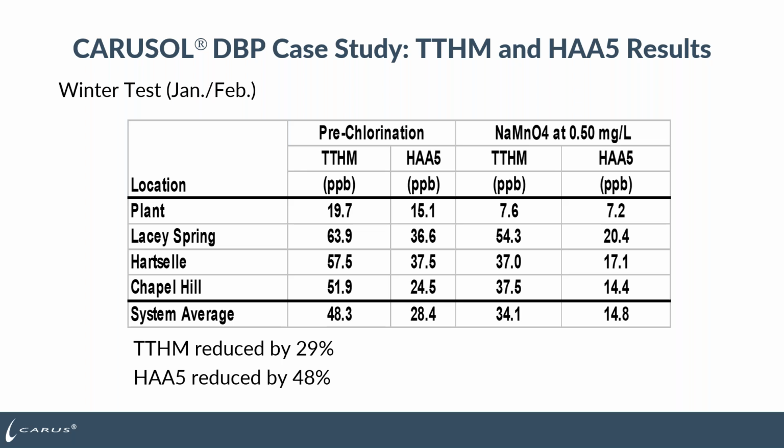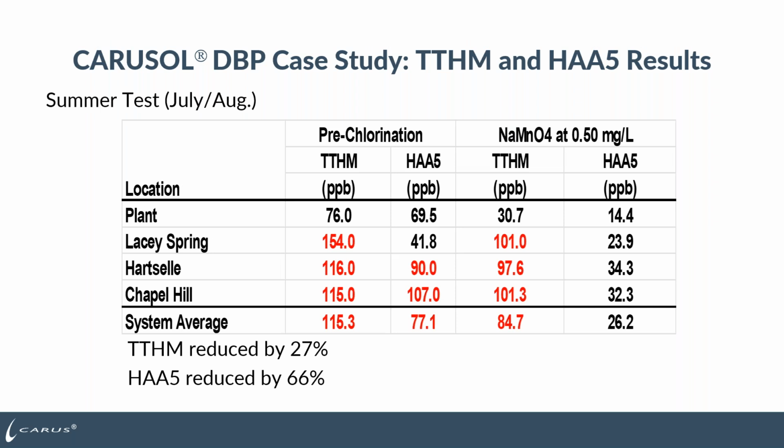Turned on permanganate, those numbers lowered in the winter months, which was their cleanest water. So the averages dropped. The THMs dropped from 48 to 34, the HAAs from 28 to 14. So you were even seeing a reduction in the cleanest water, the lowest numbers in the winter months. So about a 30% reduction in THMs and about a 50% reduction in HAAs.